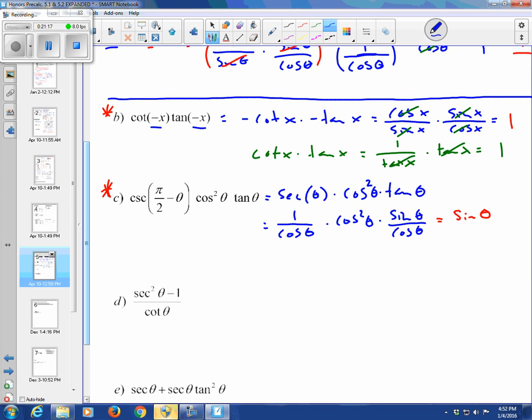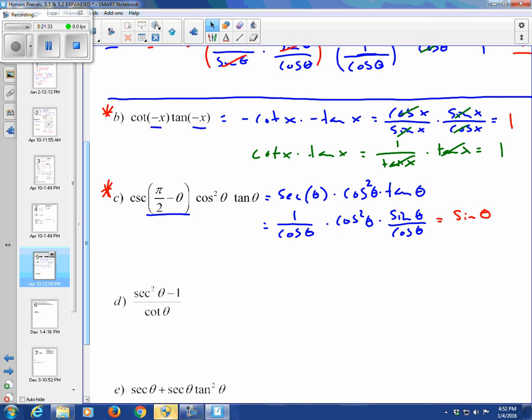Okay, so for C, we can immediately see that we've got pi over 2 minus theta, which is the other angle for our reference triangle. We might think about it as the co-angle, and that means that we can say that cosecant of pi over 2 minus theta is secant of theta, right?